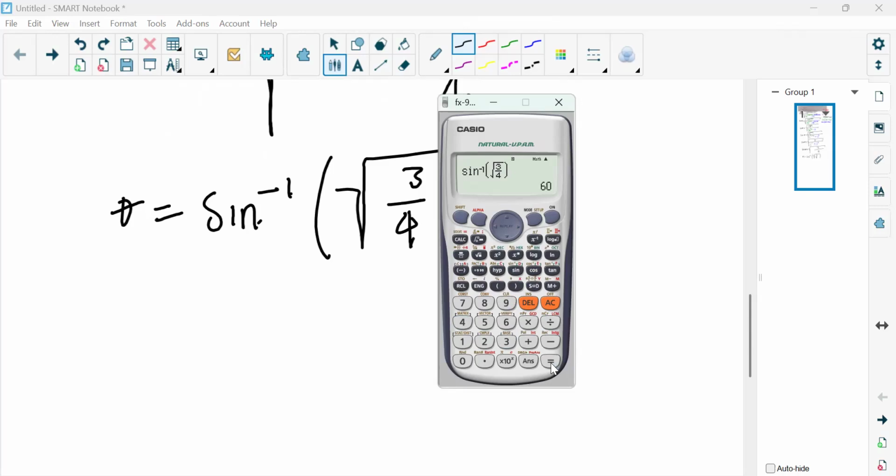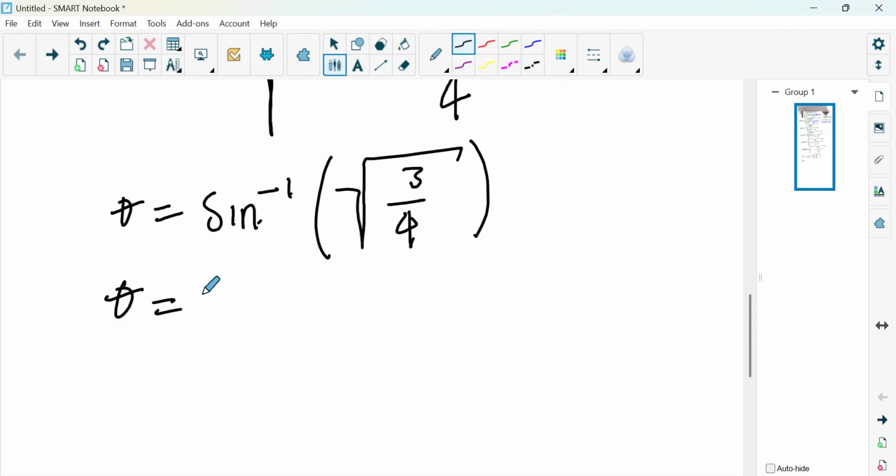So what do you get there? We get 60, because root 3 all over 2 is one of the special angles. Theta is equal to 60. Sorry about that. This is our left angle, and we're dealing with something which is positive.